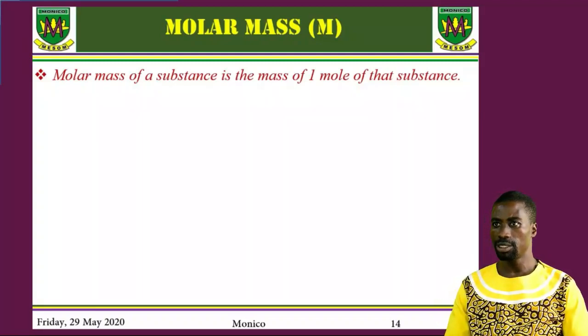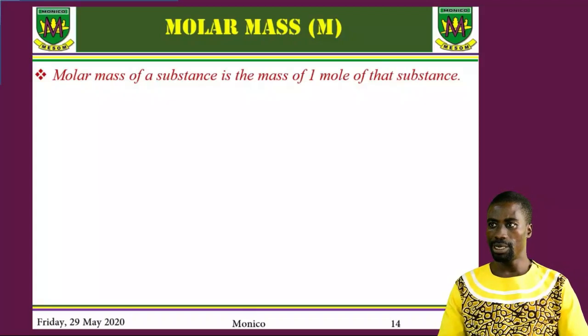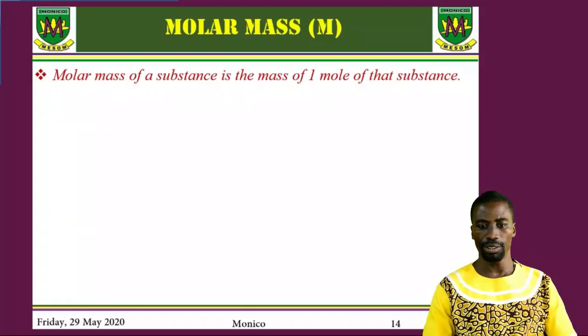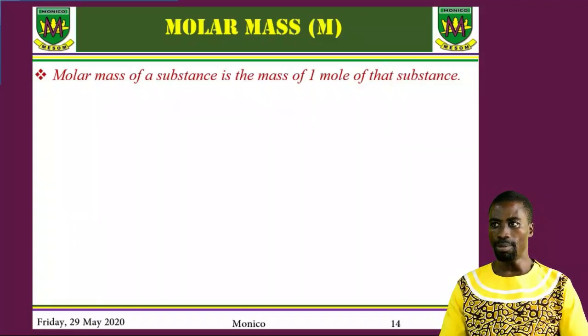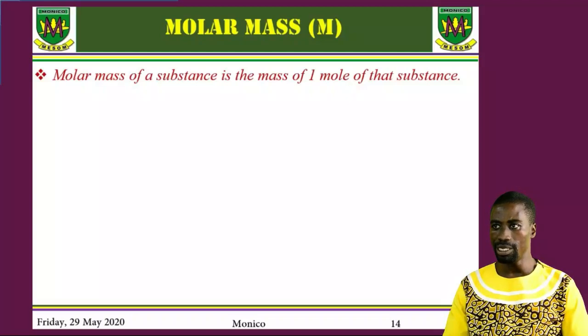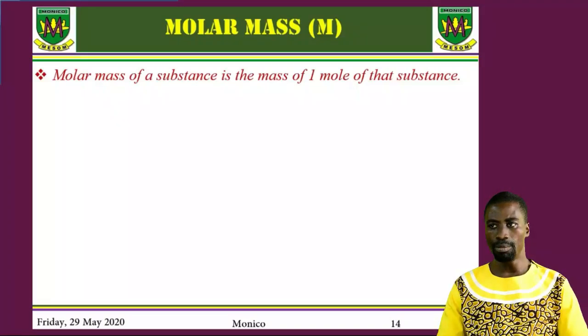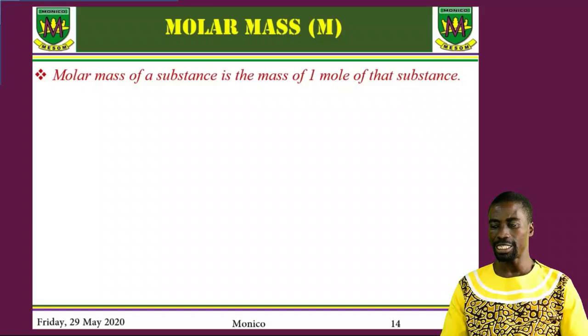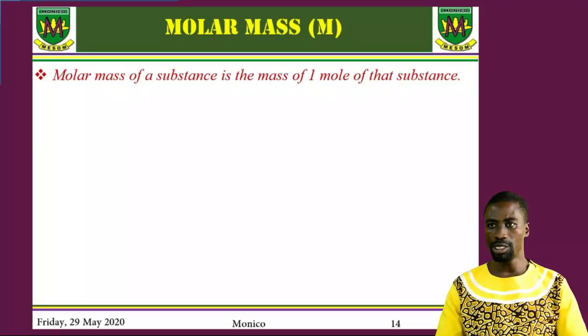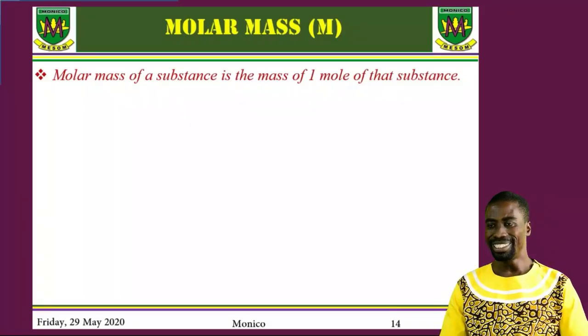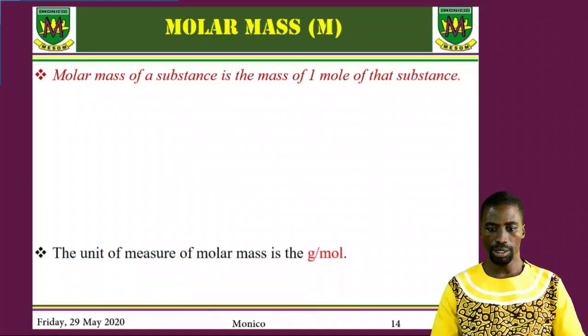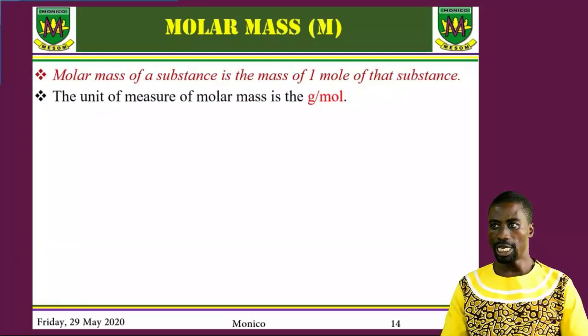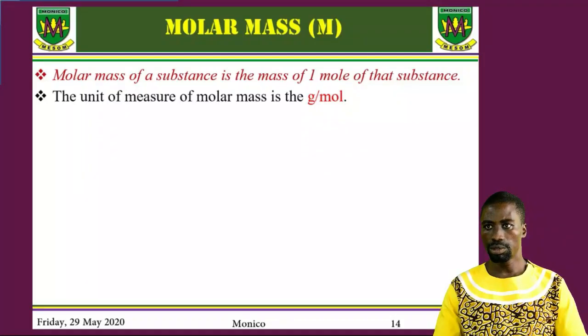Molar mass of a substance is the mass of just 1 mole of that substance. If the substance is not 1 mole, then the mass will not be called molar mass. But as soon as the amount of substance is 1 mole, then its mass is also called molar mass. So you take note: the unit is gram per mole.